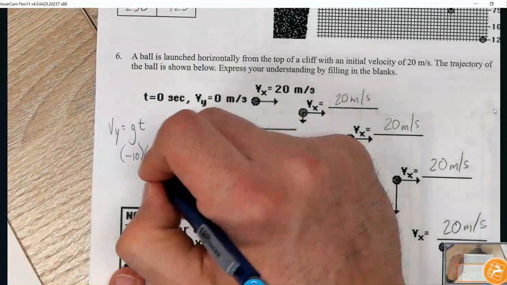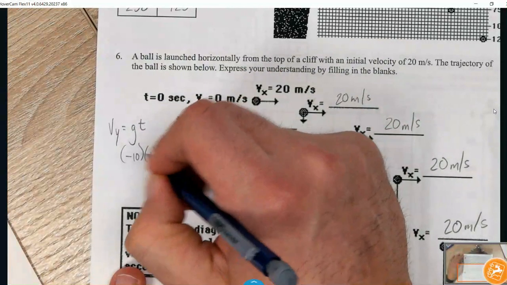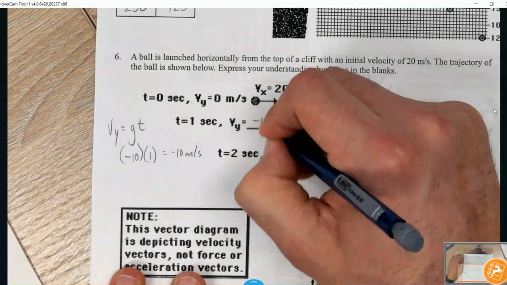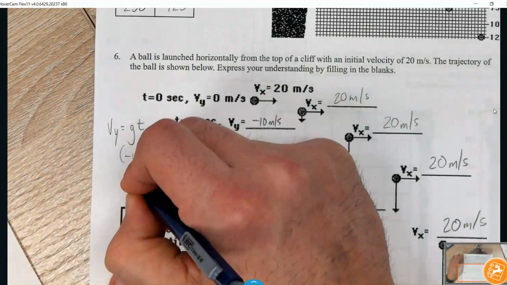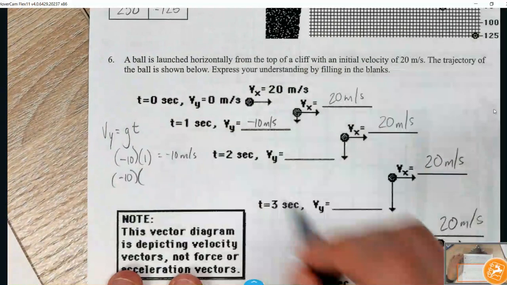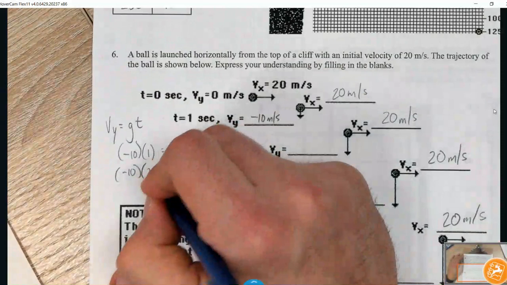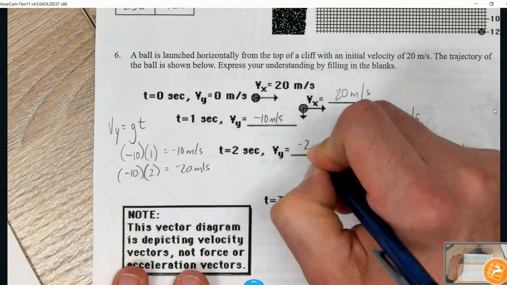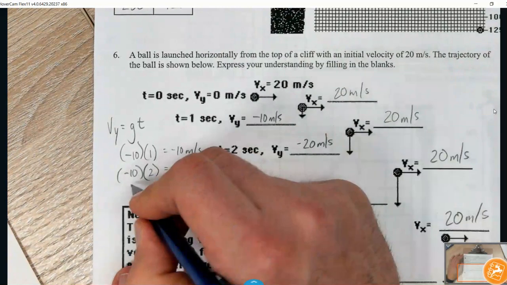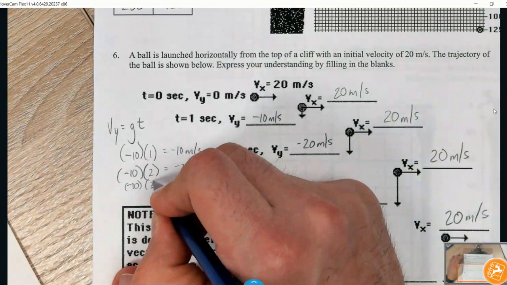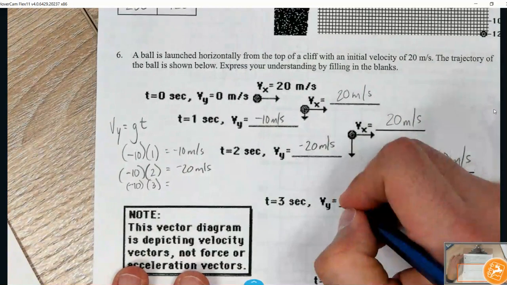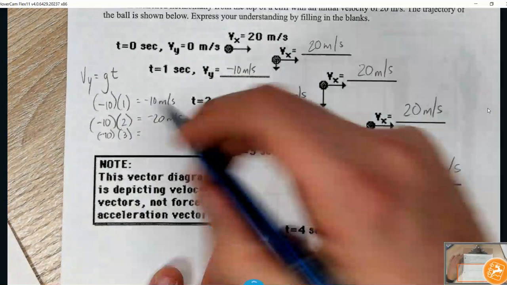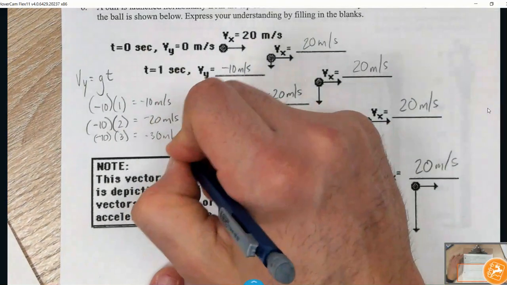So for 1 second, if t is 1, what's -10 times 1? G doesn't change. So if you're in the air for 2 seconds, what is the velocity going to be now? -20. If it's in the air for 3 seconds, and then do we even show the math for the next one? Or do you guys see the pattern?